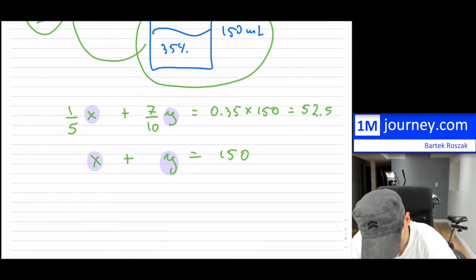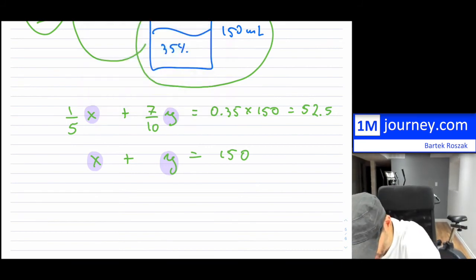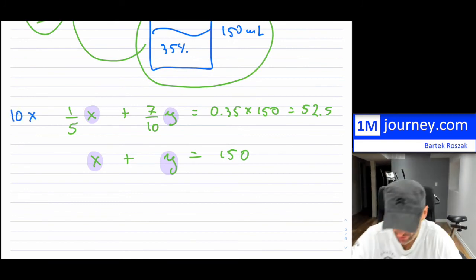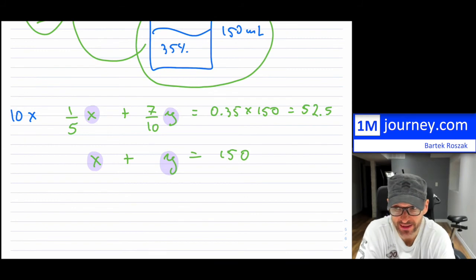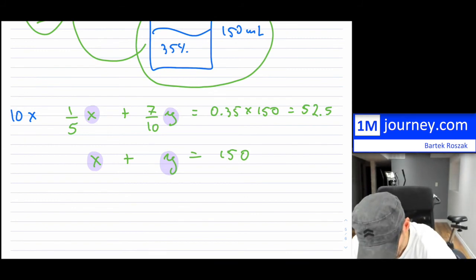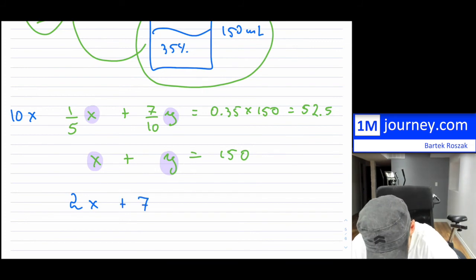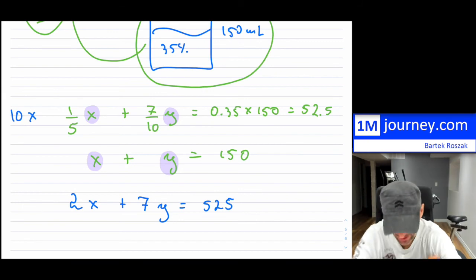Let me rewrite this. I'm going to multiply this by 10. The reason I'm multiplying is so I can get rid of those fractions and the decimal. If I multiply by 10, I get 2x plus 7y is equal to 525. Okay, so that's the first thing.